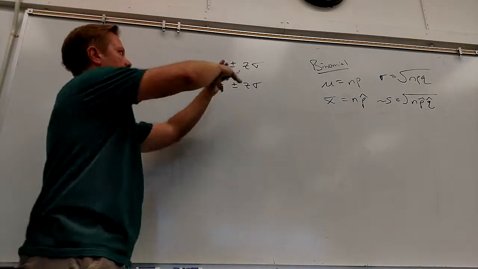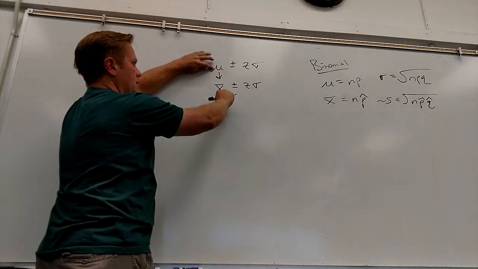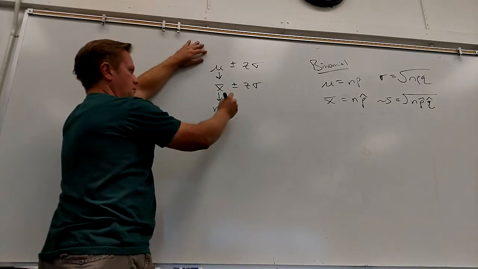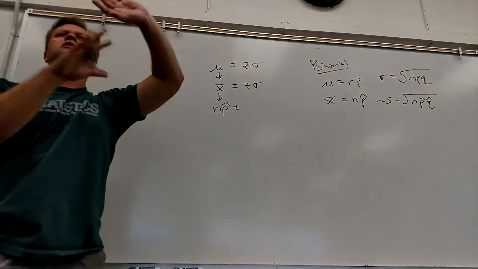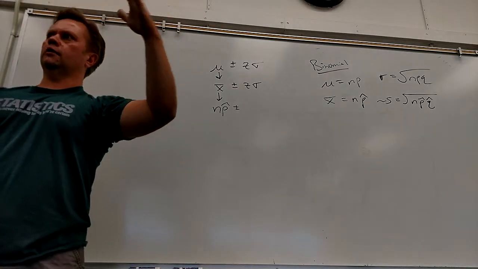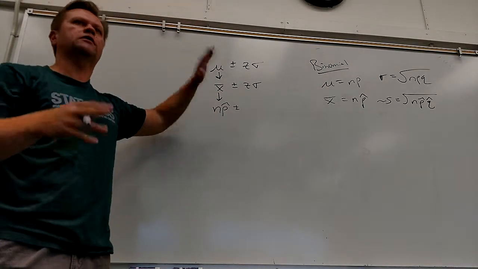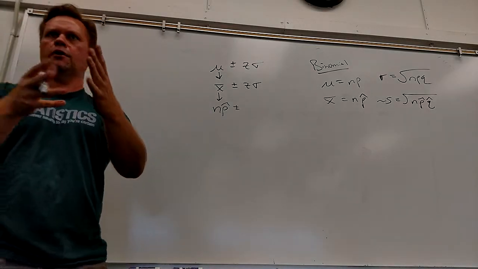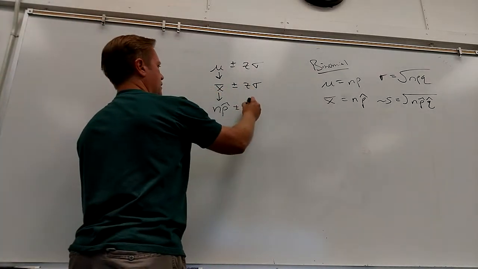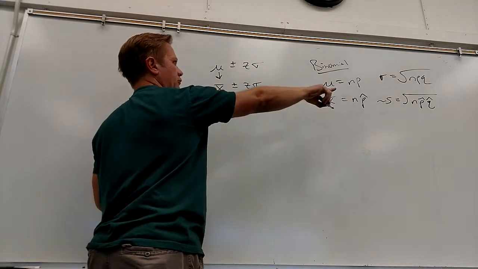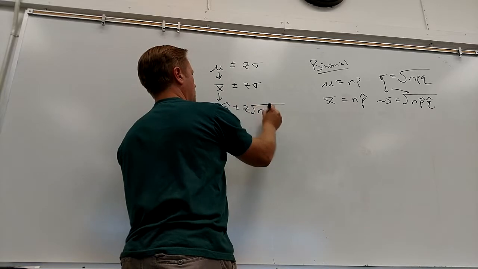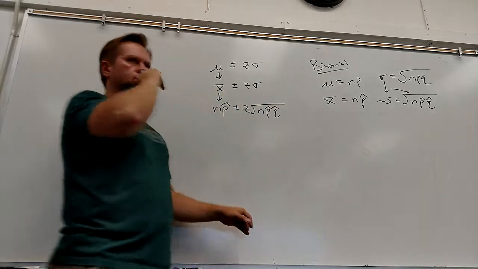So let's replace what we know. I sort of did this already. Now let's replace. This is going to be NP hat, give or take. Now this is just the derivation of the formula. Don't freak out. This is not going to be involved with your work. This is where the formula comes from. Give or take Z, and then sigma I'm going to replace with the best approximation, square root of NP hat Q hat.